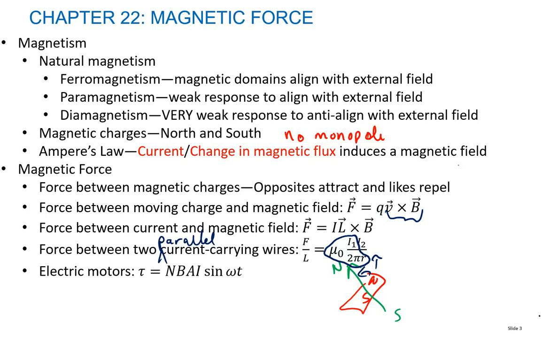The torque on electric motor is N, the number of loops in the motor, times B, the strength of magnetic field, times A, the area of the loops, times I, the current going through the loops, and then sine of omega t, where omega t is the angle between the area and the magnetic field. So if it's rotating, that's why I put omega t, it's saying it's rotating at a constant rate, so things are constantly changing. So that's the equation for the torque you have in an electric motor.